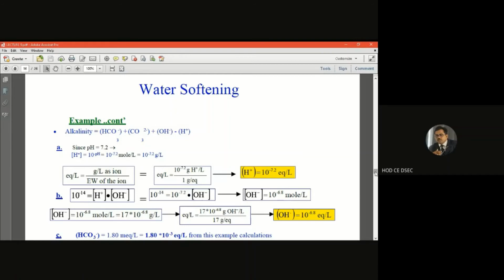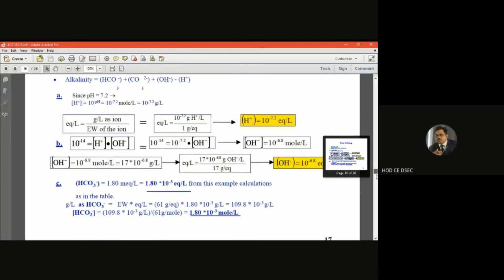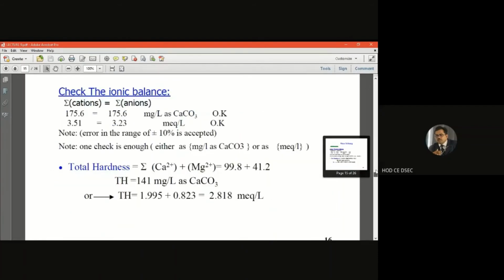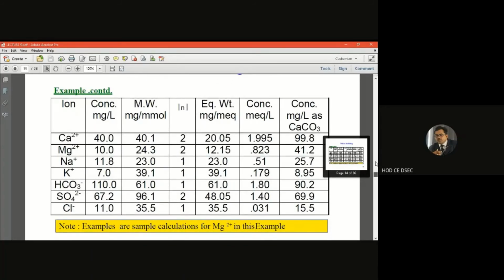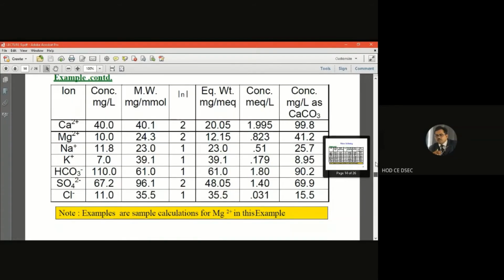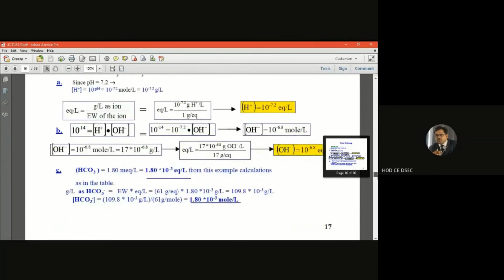OH minus has already been calculated from this expression, and it was found to be 10 to the power minus 6.8 mole per liter. Another two ion concentrations we have to find out are HCO3 and CO3. HCO3 is already given in the table, 1.8 milligram per liter. Let's see the table. That means HCO3 is known to you.